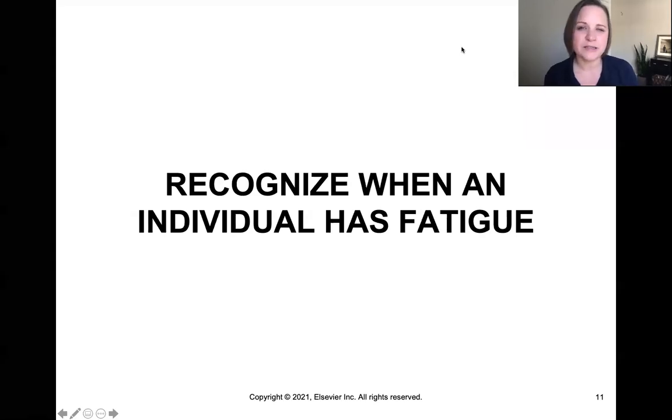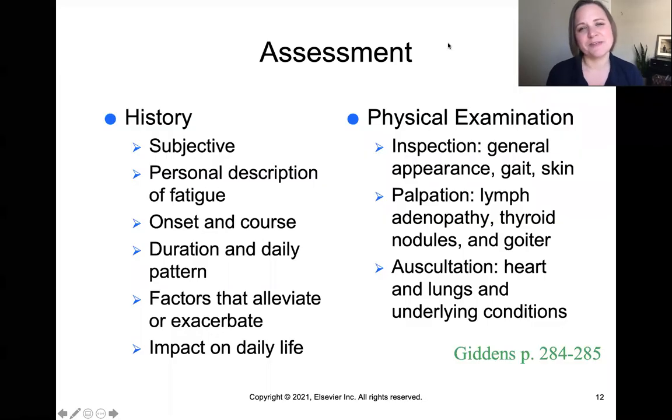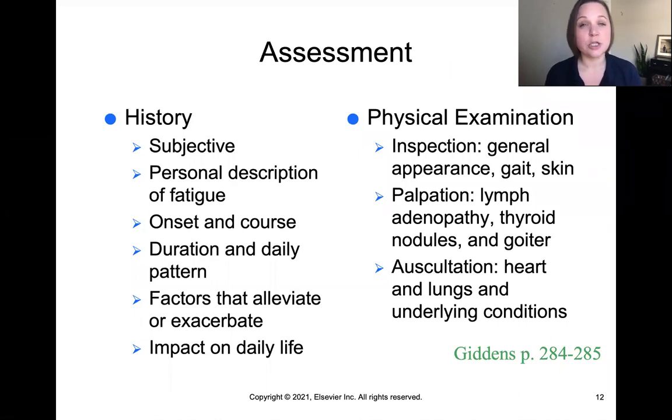So, how do we recognize when an individual has fatigue? An assessment for fatigue isn't specific. It's more about taking a general look at the person and getting an understanding of their history. So when you're asking a patient about their history, you're going to ask them about their personal description of fatigue, the onset of it and how long it's been lasting, the duration and any patterns that arise with that fatigue, and things that make that fatigue better or things that make it worse, and how that impacts their daily life.